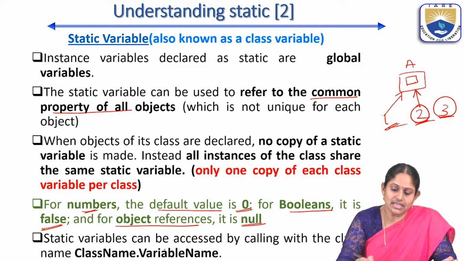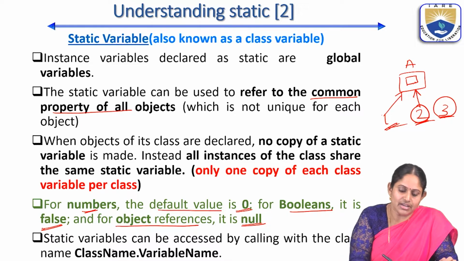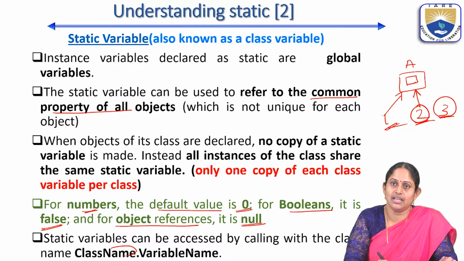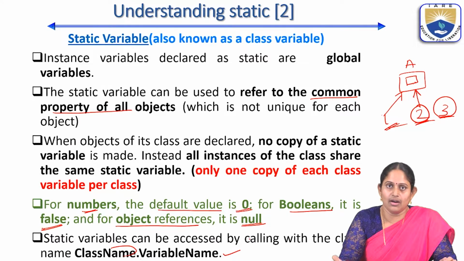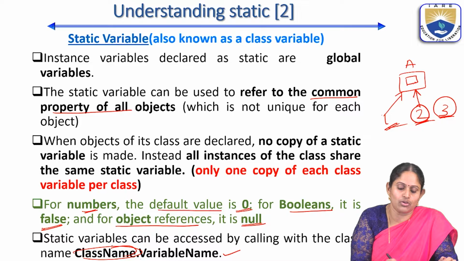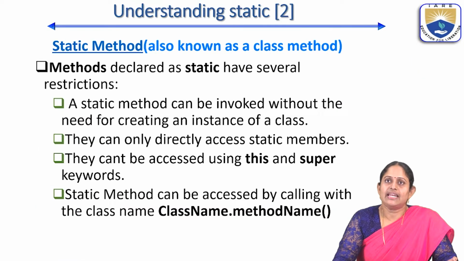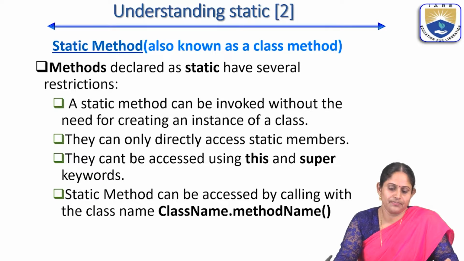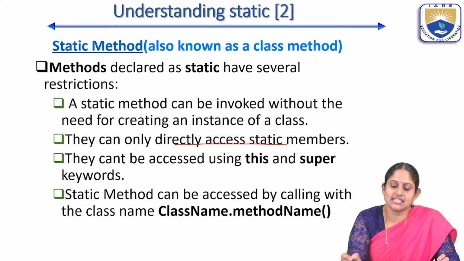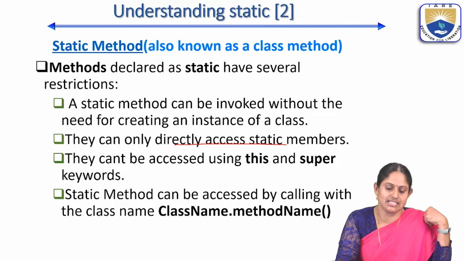Now, if we want to access a static variable, we generally use the class name to access it: class name dot variable name. We will always use the class name followed by the variable name. Now, if we declare any method as static, then that method also can be invoked without creating an object of its class. But the limitation here is that static methods can access only other static members. These static members can be accessed by other static members only.